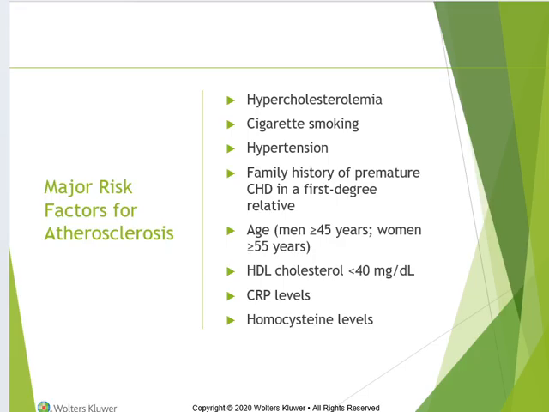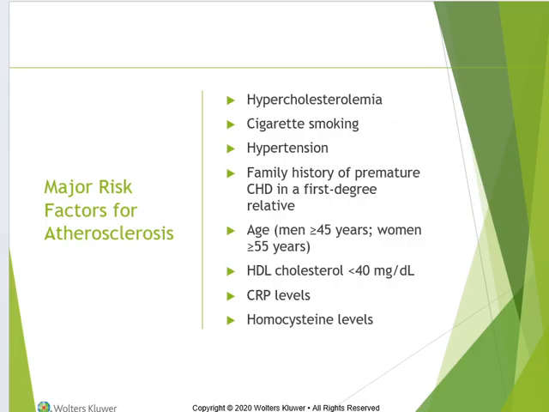So what predisposes people to the development of atherosclerosis? Well, hypercholesterolemia, so high levels of cholesterol, cigarette smoking, untreated hypertension. There's also a strong familial link here. So anyone with a family history of premature coronary heart disease in a first degree relative. So things like mother, father.